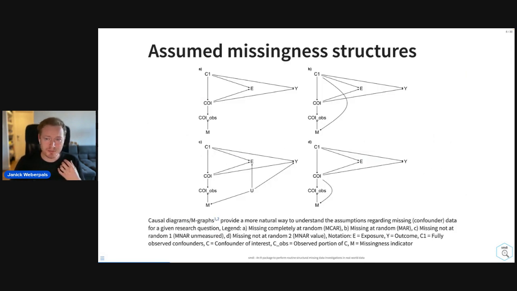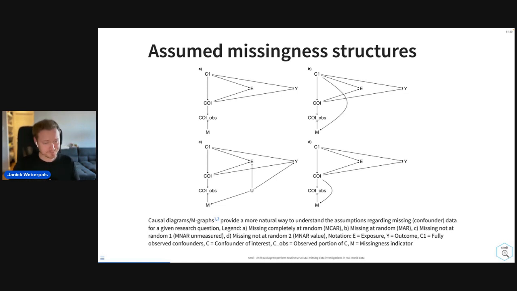And just to give you a brief idea about the scientific and technical background of the R package, I just want to give you an idea of how we set up these simulations. So very basically, we assumed general missingness structures that we often see in electronic health records. This can be missingness mechanisms that are completely at random.